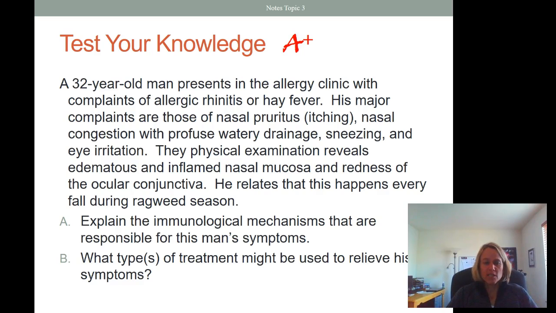His major complaints are those of nasal itching, nasal congestion, profuse watery drainage, sneezing, and eye irritation. He has edematous nasal mucosa and red ocular conjunctiva. And he relates that this happens every fall during ragweed season. Okay, so it's got seasonal allergies. Explain the immunological mechanisms that are responsible for his symptoms and suggest possible treatments that might help relieve his symptoms.